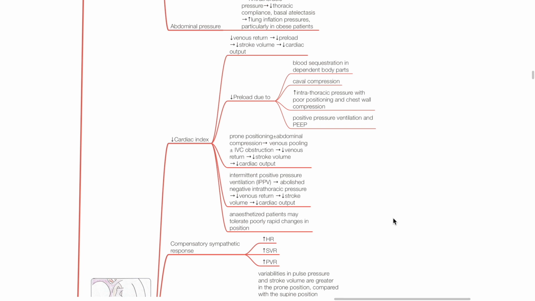Prone positioning with or without abdominal compression results in venous pooling with or without IVC obstruction, reduced venous return, stroke volume, and cardiac output. Positive pressure ventilation results in abolishment of negative intrathoracic pressure, reduced venous return, reduced stroke volume, and reduced cardiac output. Anesthetized patients may tolerate poorly rapid changes in position.